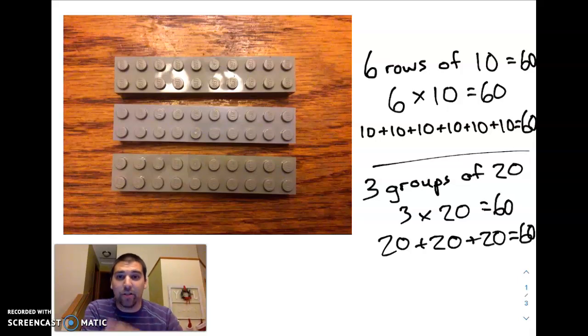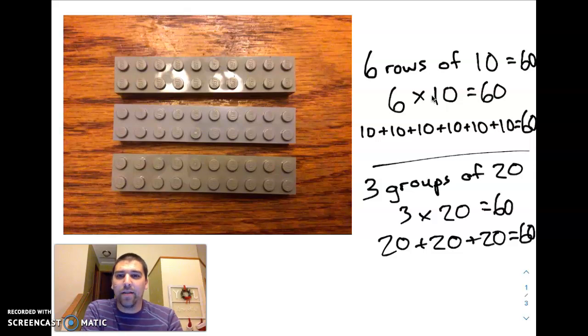So here I actually created this one using some different Lego bricks. I found three Lego bricks that were 10 studs long and just two studs wide. Laid them out. So all around, if I look at just the rows, this is where I could say 6 rows of 10 equals 60. I could have also looked at it as 6 times 10, or I could have done that repeated addition where I said 10 plus 10 plus 10 plus 10 plus 10 plus 10. Add all those up and I would get to 60.